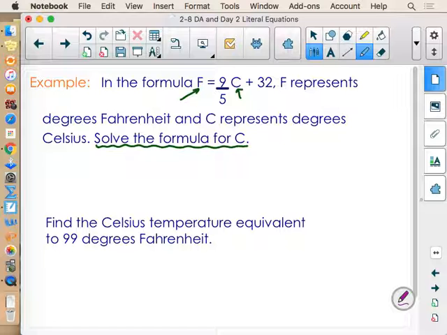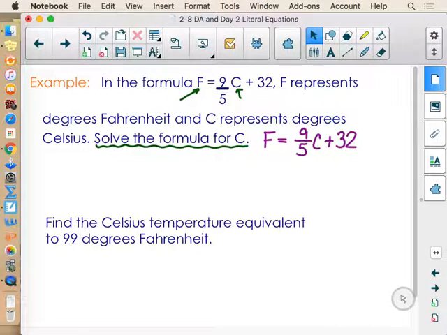So I'm going to move my formula down to some workspace here, and you should do the same. Writing that fraction top and bottom instead of sideways the way it is in your notes would be a better idea to help your brain see what you have to do. So we need to get this C value alone. So the first thing we would do solving-wise is subtract 32 on each side.